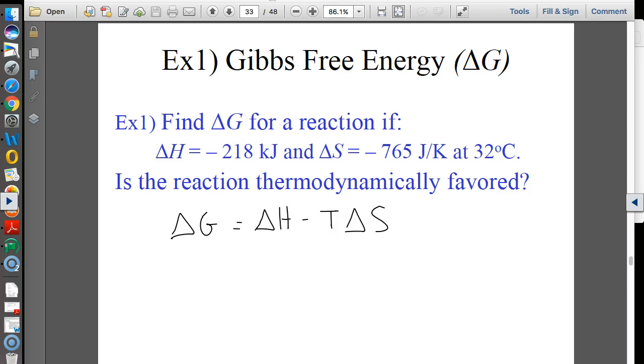On the multiple choice part of the AP exam, they will give you this and this, and then you would have to tell the conditions. They would give you the temperature. We're going to do those in a minute. But since I have temperature, that's how you can kind of tell. They'll give you temperature. You can't do this one.